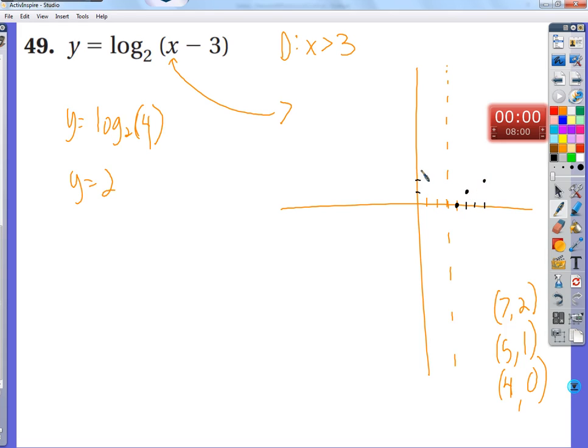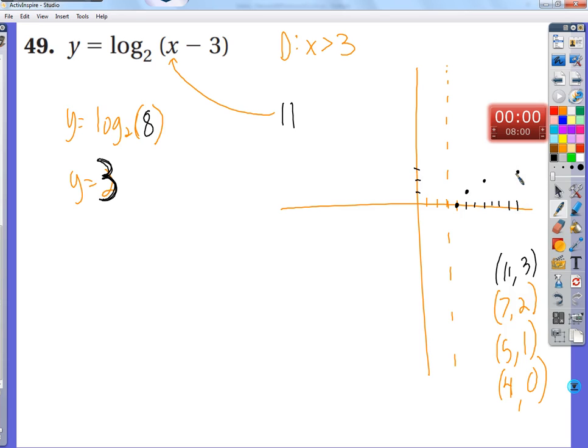What if I wanted to get out 3? What would I have to plug in for x? Because to get 3, this would have to be what? 8. Log base 2 of 8 is 3, because 2 to the third is 8. So then what I plug in, I'm going to subtract 3 from. So for that to be 8, this would have to be 11. Plug in 11 to get 8 so that the output is 3. So 11 comma 3. What is that? 7, 8, 9, 10, 11, 3.